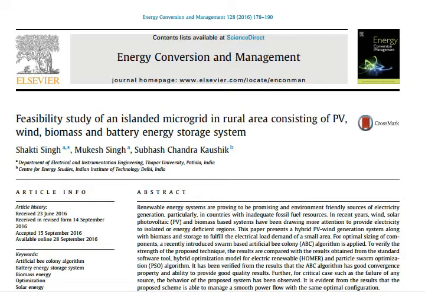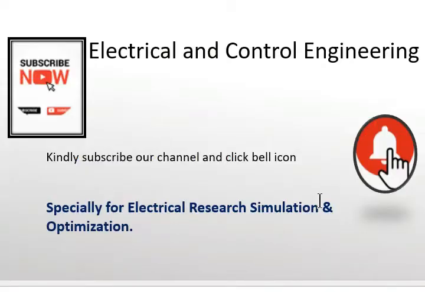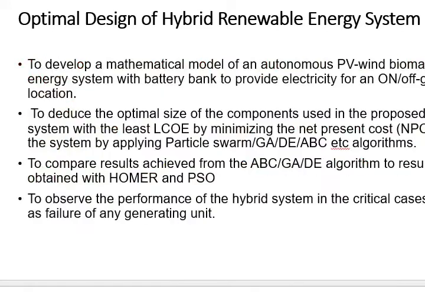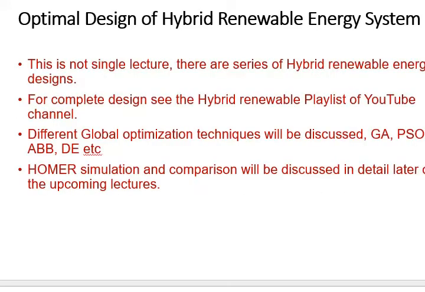Today it's the second lecture on optimization of hybrid renewable energy system consisting of PV, wind, biomass, battery, etc. We will discuss the generic case. Previously we discussed the main overview of this research paper, which consisted of the modeling, the sizing, the cost, the algorithms, the Homer and the general results.